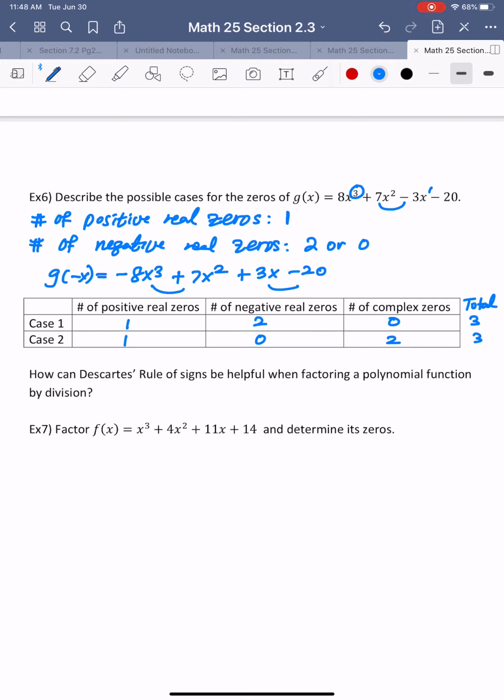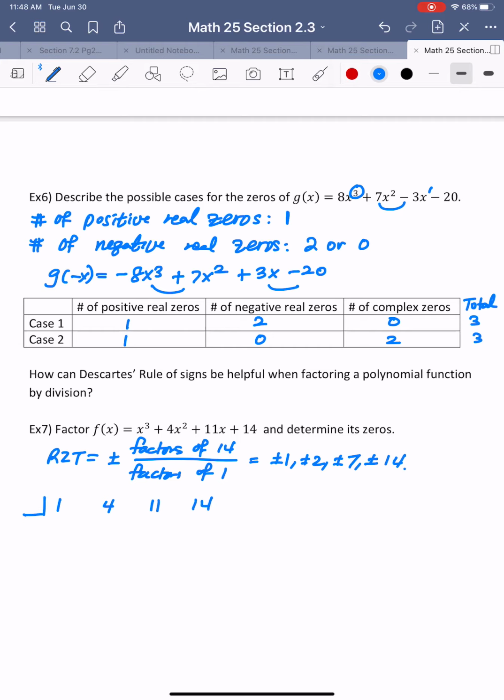So how can Descartes' rule of signs be helpful when factoring a polynomial function by division? Factor f of x equal to x cubed plus 4x squared plus 11x plus 14, and determine the zeros. So let's try the problem so that we can apply what we learned. First of all, I need to use the rational zero theorem, which is plus minus factors of 14, a sub 0, over the factors of 1. So this is only going to be 1, 2, 7, and 14. I think that's all, right? Starting with 1, 4, 11, 14.